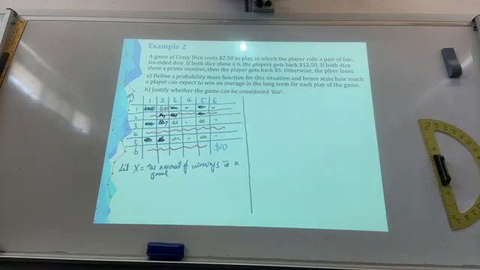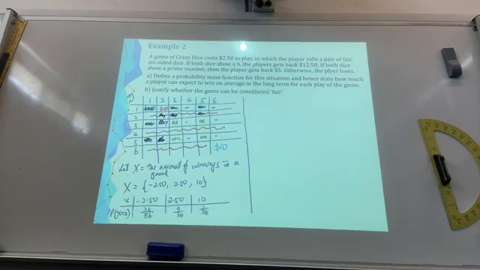Alright? X is the amount of winnings in the game. And there will be only 3 situations, correct? You will only have, you lose 250, or you win 250, or you win $10. 3 situations. Agree? Okay.